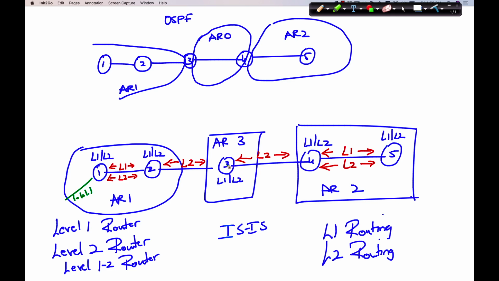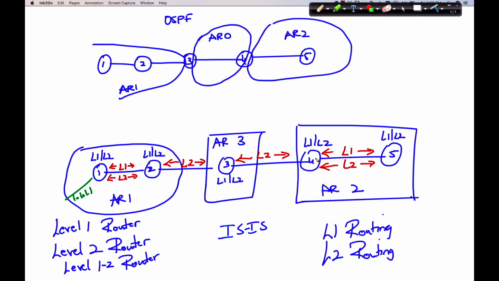R3 is only maintaining the L2 database. In fact, he does have an L1 database, but it's going to be blank because there's no L1 neighbor. Because he's an L1 and L2 router, he maintains both databases, but his L1 is going to be blank because he has no neighbors. So this route 1.1.1.1 on R3 would be seen in the level 2 database. And when he advertises to R4, again, he would send him an L2 update.